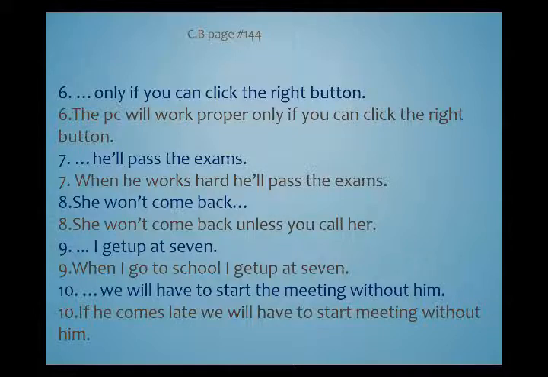Number nine, we're having: I get up at 7. How can we convert this? When I go to school, I get up at 7. Which conditional clause have we used here? We have used here when as a conditional clause. Now the 10th sentence: we will have to start the meeting without him. How can we convert this? If he comes late, we will have to start the meeting without him. It means that we have used here if as a conditional clause.